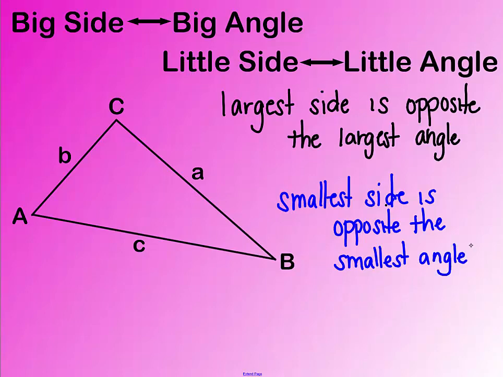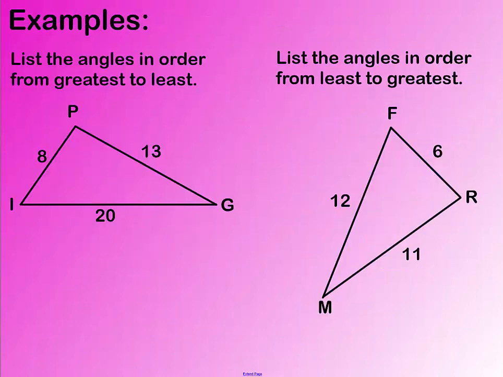So for example, in this picture, it appears that B is the smallest side. Angle B would be the smallest angle. It also appears that C is the largest side. Angle C would be the largest angle. Let's look at some examples.